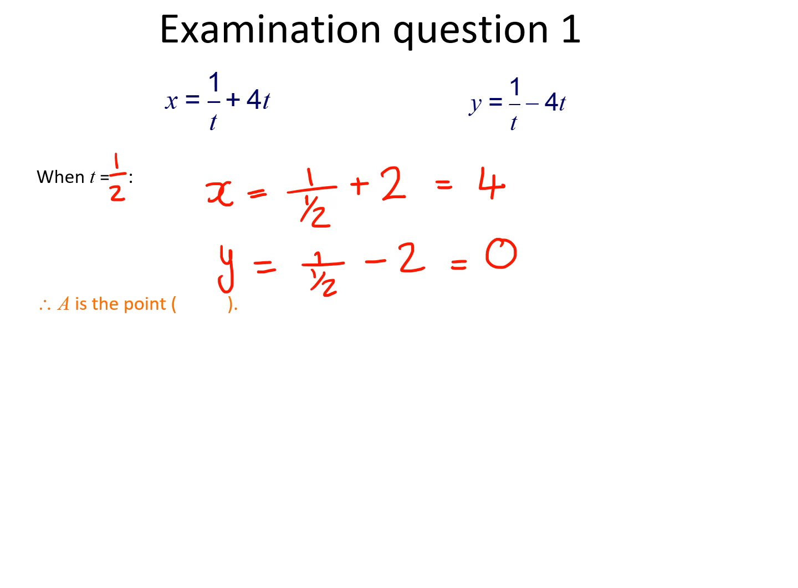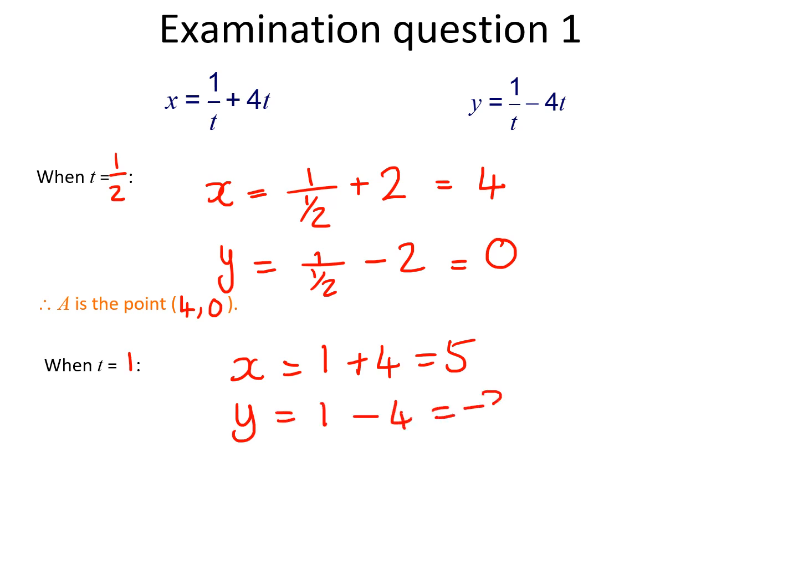So point A is at 4, 0. When t was the other value that we found, which was 1, a bit easier now, x is 1 over 1 plus 4, which is 5, and y is 1 over 1 minus 4, which is negative 3. So point B must be at the point 5, minus 3. Super. So we've found the coordinates of the points A and B.